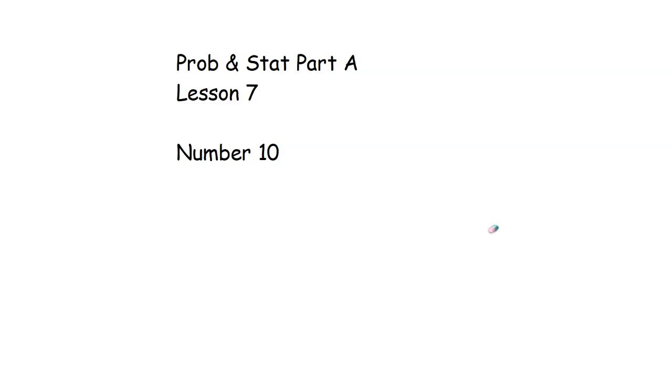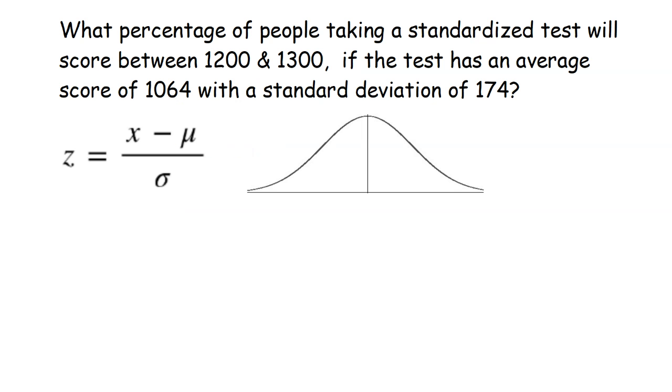This is part A, lesson 7, and we're going to focus on an example like number 10. So here is our similar example. It says, what percentage of people taking a standardized test will score between 1200 and 1300 if the test has an average score of 1064 with a standard deviation of 174.